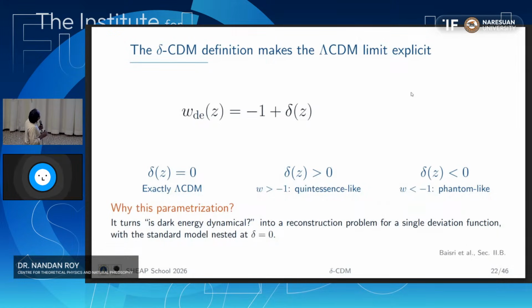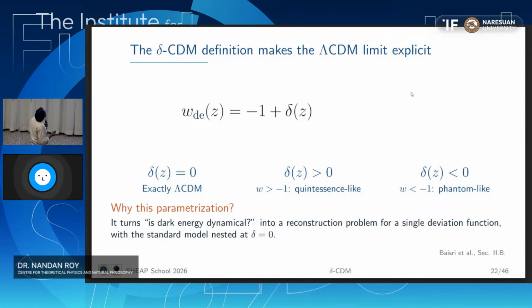So what our proposal here is that you consider the equation of state of the dark energy to be -1, which is a cosmological constant, plus some evolving piece. When delta z is 0, it becomes exactly the cosmological constant, and when it is greater than 0, it is quintessence-like, and when delta z is less than 0, you get a phantom-like behavior.